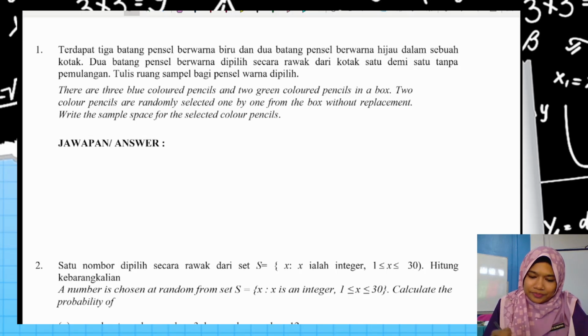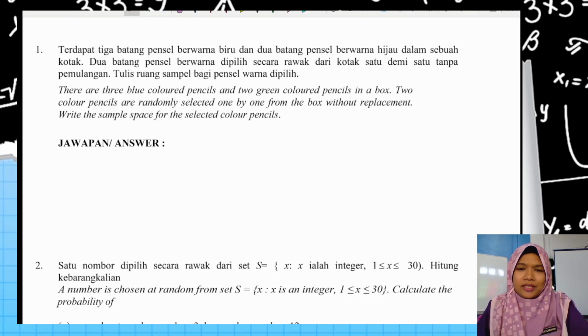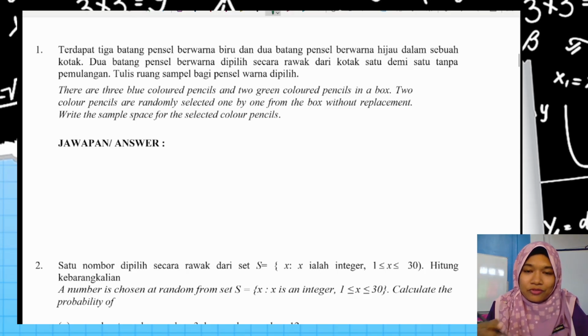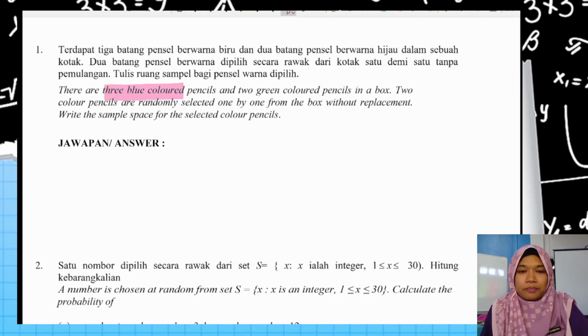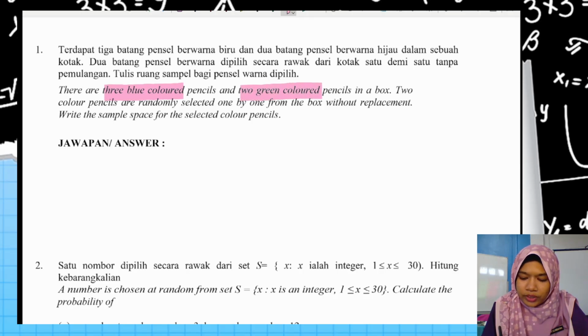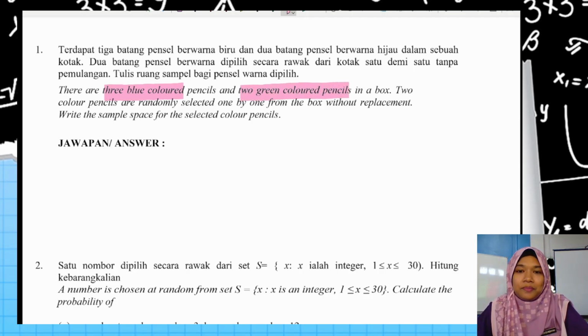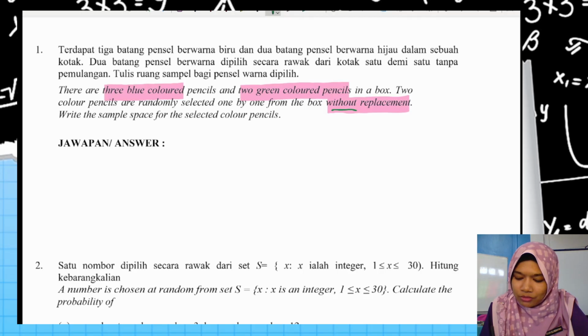When you read the question, practice highlighting the important information and identify what the information in the statement is. There are 3 blue colored pencils and 2 green colored pencils in a box. 2 colored pencils are randomly selected one by one without replacement.